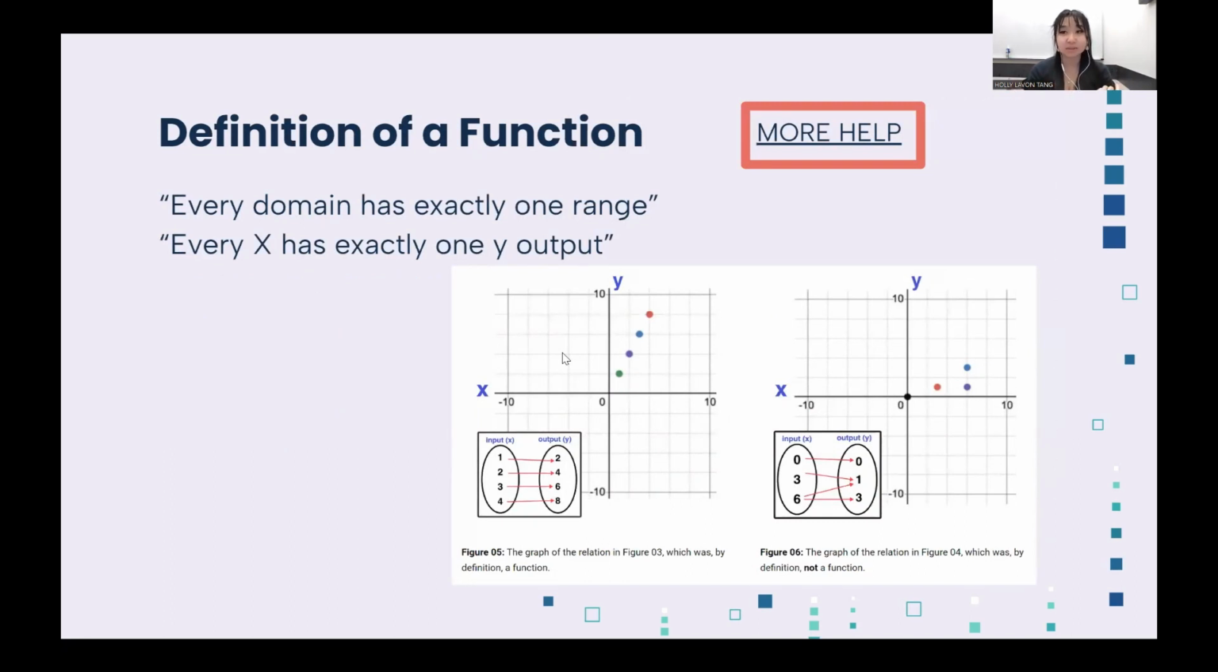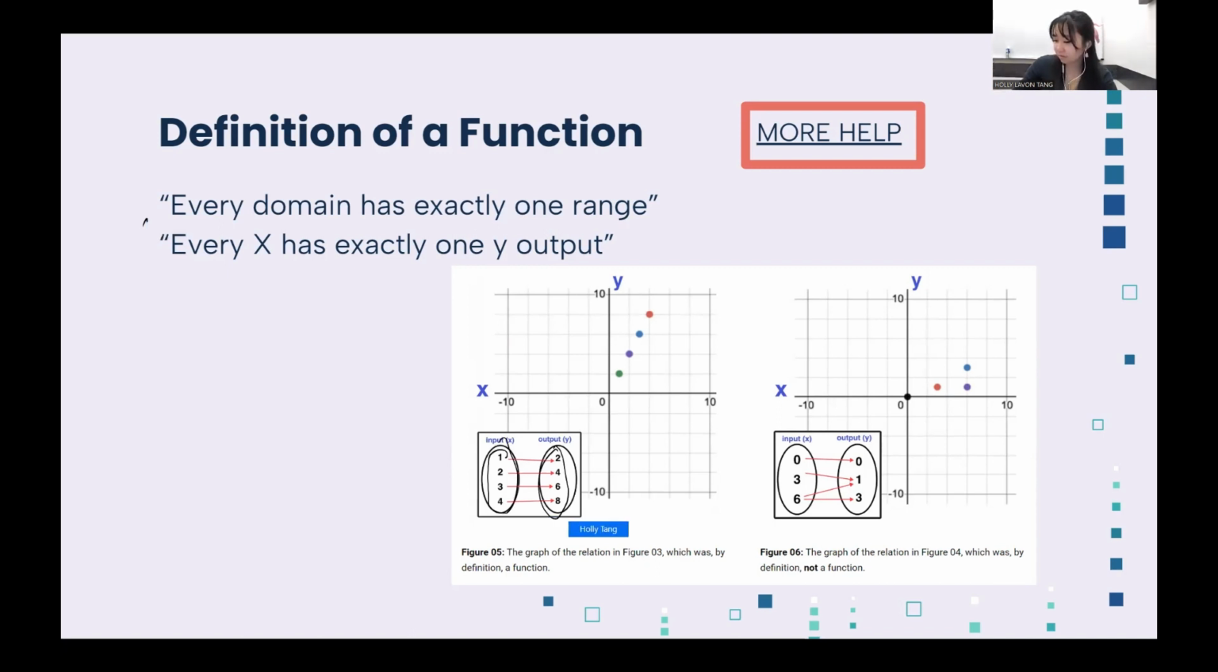All right, we'll go ahead and move on to the definition of a function. Hopefully everyone is familiar with this. I know there are some issues with the quiz, but it's where every domain has exactly one range, or every x has exactly one y output. So if we look at figure 5, this first one right here, we can see that every single one of our inputs has exactly one output. So every x has exactly one y.